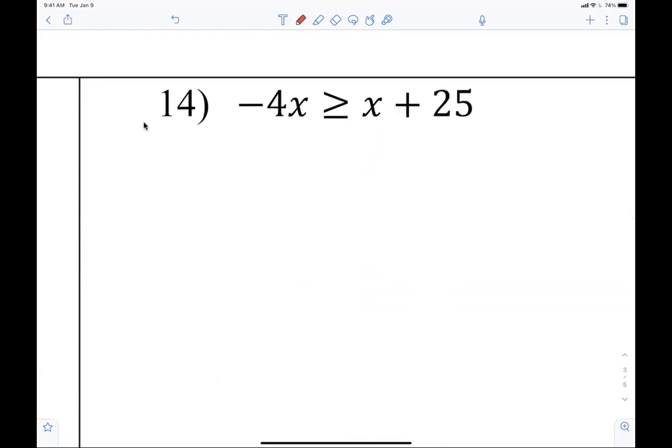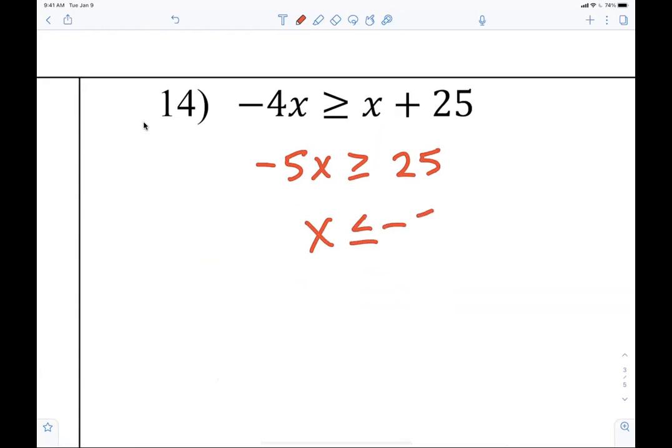What do we want to do here? Say it again. So I want you to say negative 5x is greater than or equal to 25. So what? X is less than or equal to negative 5. Everybody okay with that? So here we go.